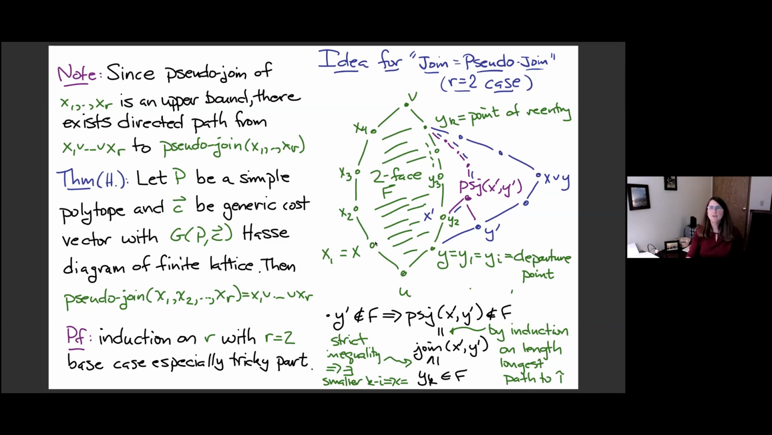And now you can use that to argue, with things I've already said, that you can get a contradiction. Say we're going up this way and we depart at some point, then we get this two-face here, and we can argue that this pseudo join actually has to be the join of these things, and so on. Anyway, I could talk it through more if anyone wants later.